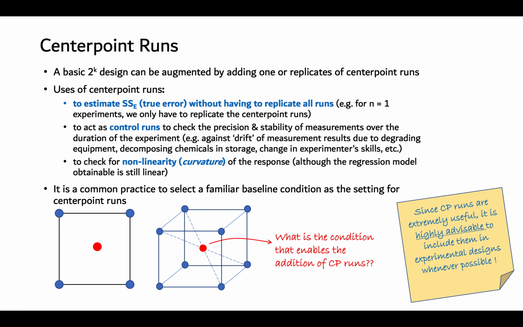The center point runs can be used to estimate the sum of squares of error, or true error, without having to replicate all runs. It can also act as control runs to check the precision and stability of the measurement over the duration of the experiment, and it can also be used to check the non-linearity or curvature of the response.